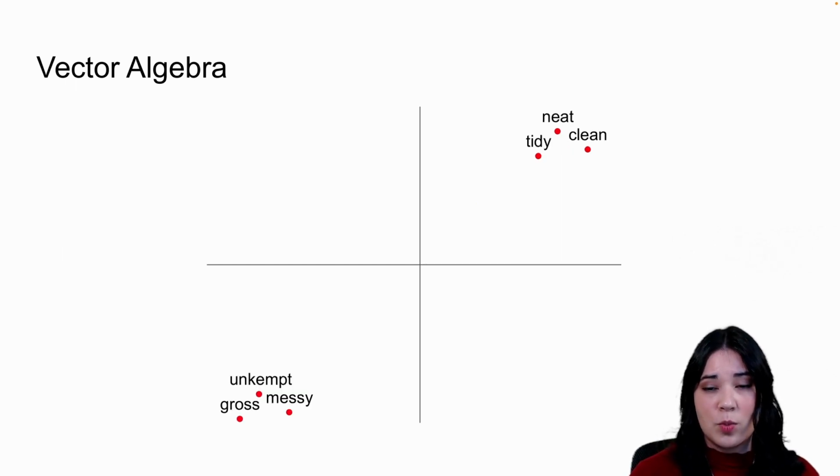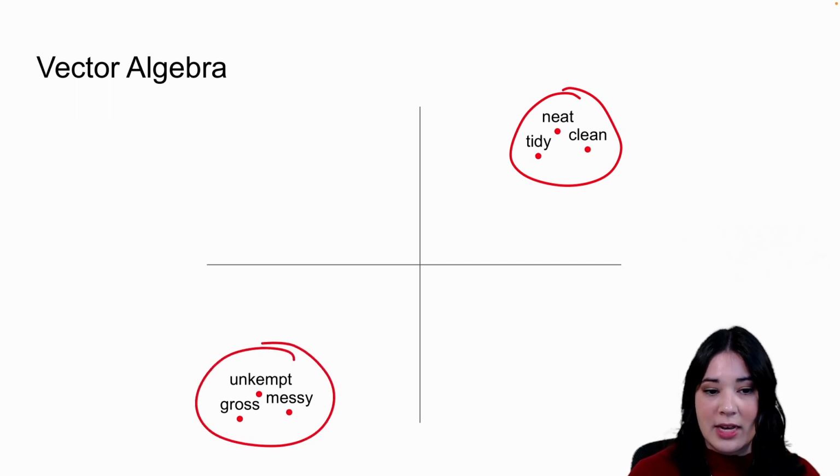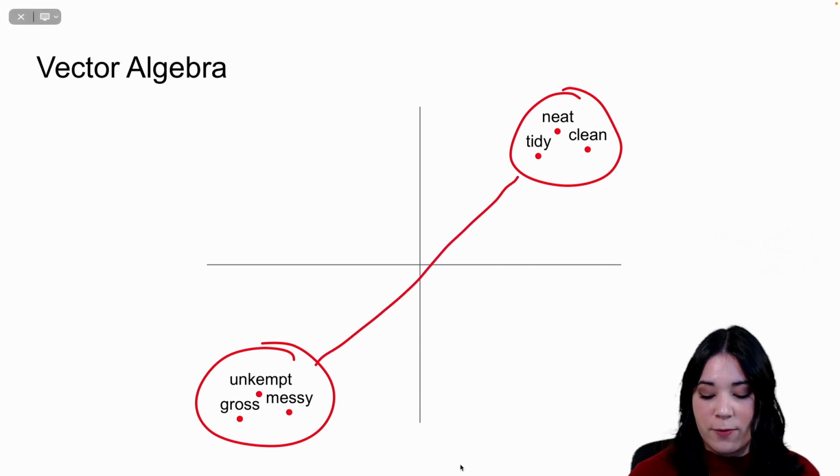Another thing that's nice about these word embeddings is that words that semantically mean things that are similar to each other should be very close to each other in the embedding space. Now, of course, our embedding space is going to be a lot higher dimensional than this two-dimensional example I have here. But even here, we can see clusters of words like neat, tidy, and clean, all being in the same region because they refer to very similar concepts. Similarly here, we have a group of words like unkempt, gross, and messy. These are all very similar to each other and therefore close to each other, but are very far away from neat, clean, and tidy because they mean very different things.